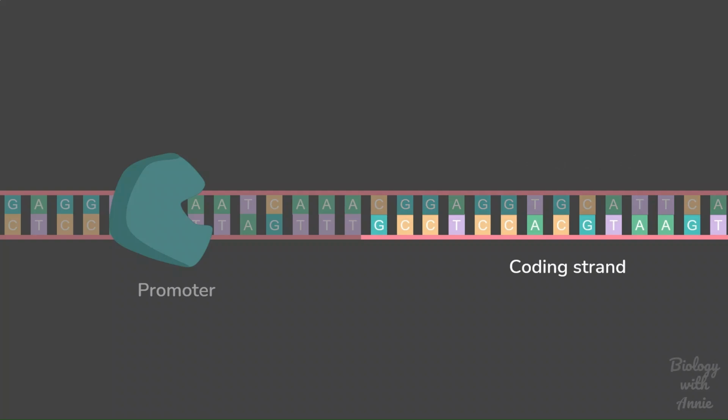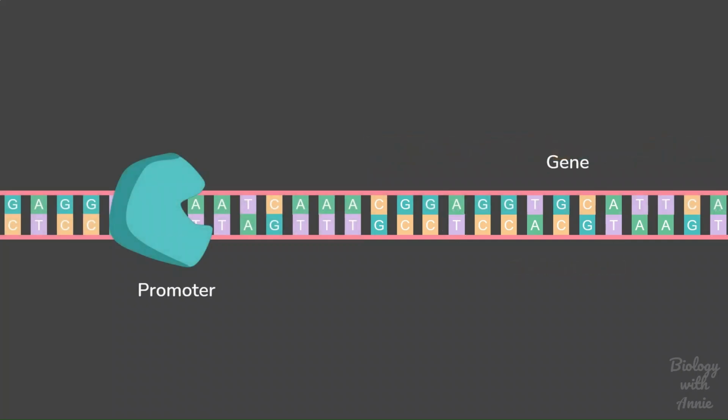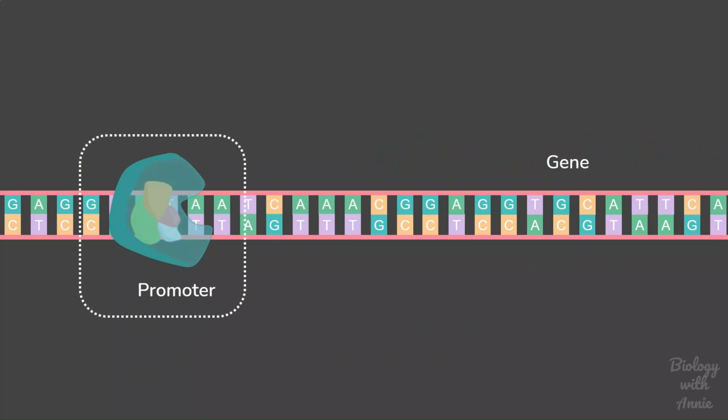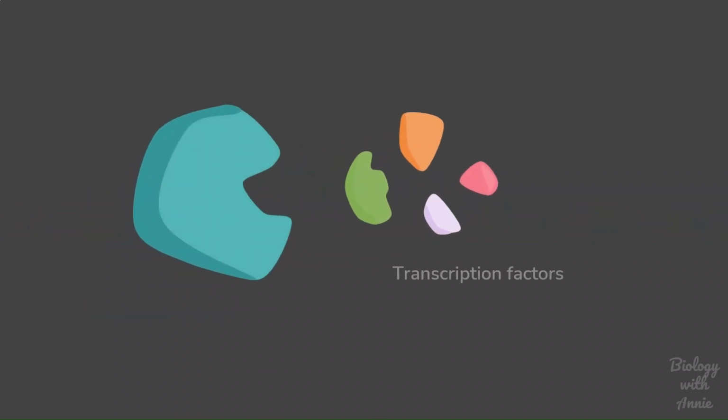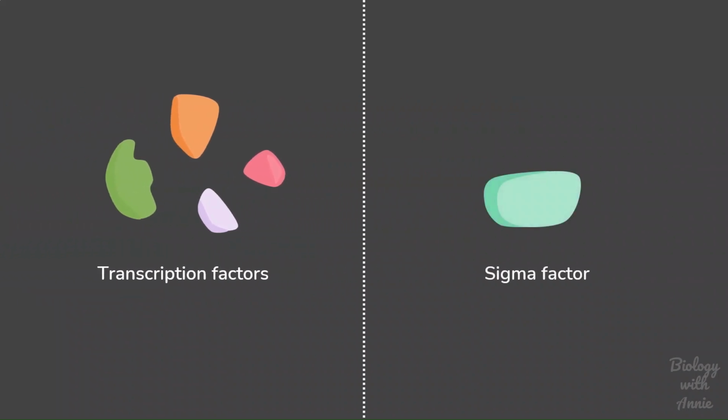Even though this strand does not code for proteins, it is named so because it contains the same nucleotide code as the mRNA strand, except that uracil and thymine are interchanged. Note that RNA polymerases cannot recognize promoters on their own. They need the assistance of additional proteins. In eukaryotes, these proteins are many and collectively called transcription factors. In prokaryotes, this assistance comes from proteins called sigma factors.